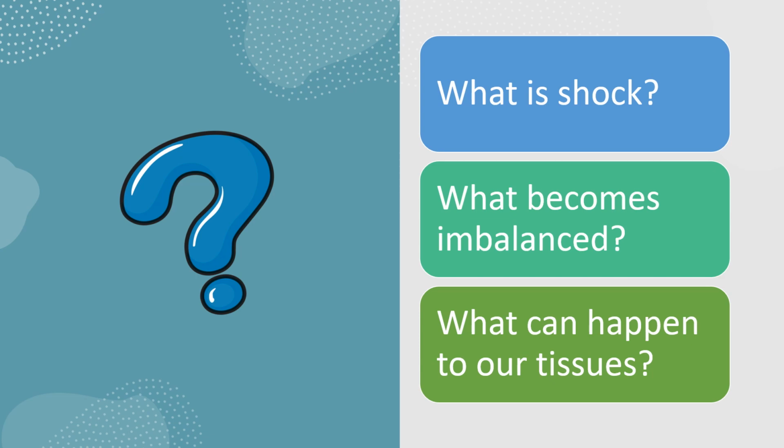We know oxygen travels everywhere, right? Oxygen travels through our blood. That's what our blood is made up of, a lot of oxygen. So when we have that impaired supply and that impaired perfusion, what's going to happen to our organs, our tissues? It's all going to become very impaired. So what becomes imbalanced? We said what shock is, that decreased tissue perfusion, impaired cellular metabolism. So what becomes imbalanced?